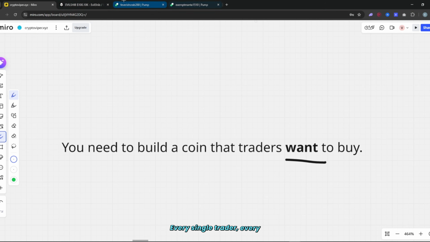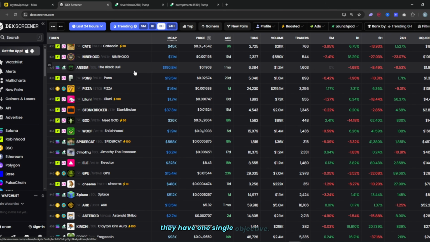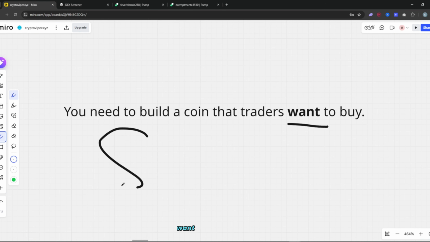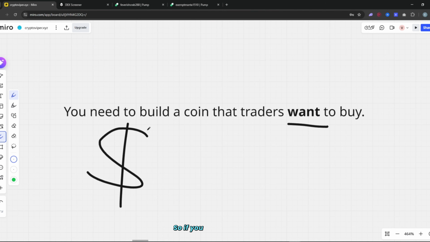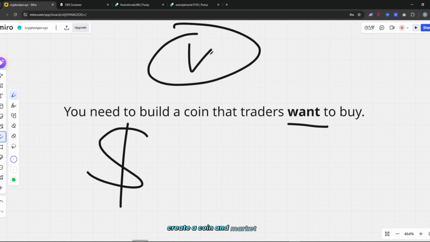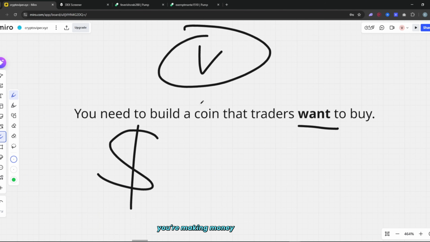Every trader we see on DexScreener, on Pump Fun, on Axiom, has one single objective: they want to make money. And they will buy any coin where they think they will make money. The person you're on the phone with wants to get rich, and quickly. So if you as a developer create a coin and market it in a way where they believe they will make money from it, then they will buy your coin. You can make money with your bundled position, as once they buy, the price will go up.